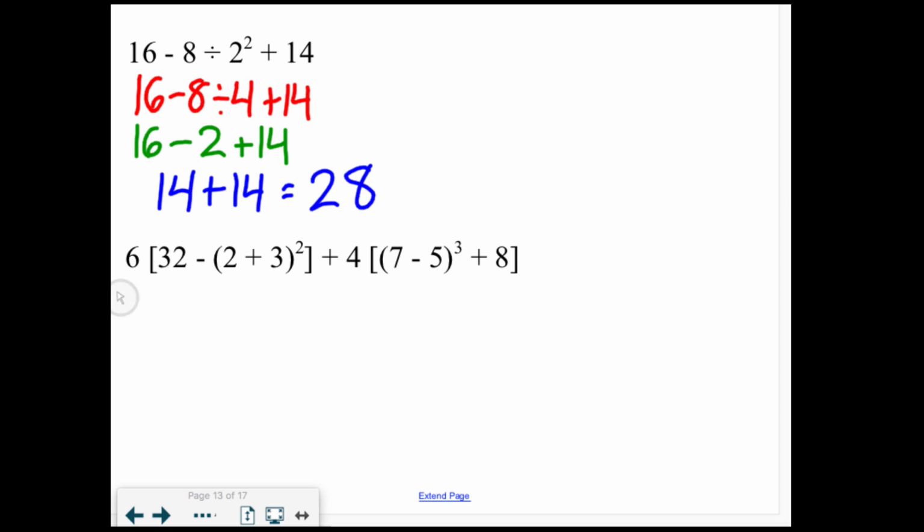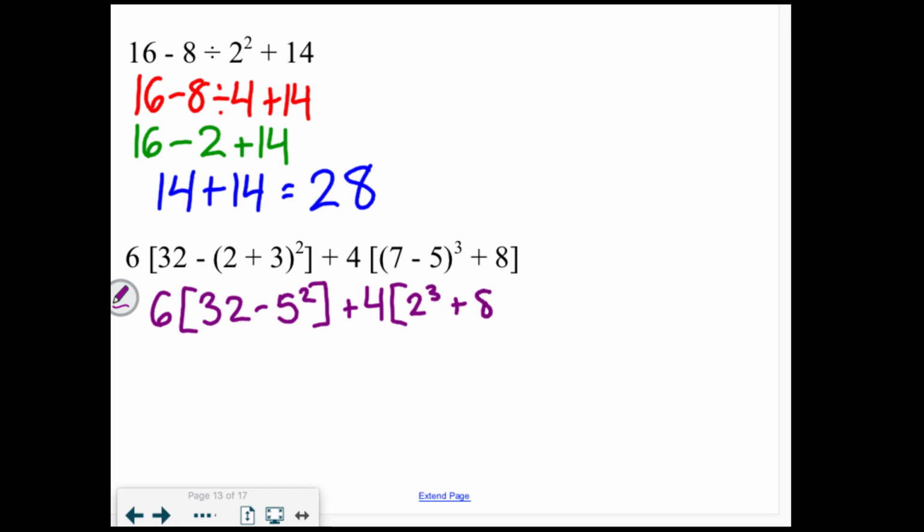This bottom one is a little bit longer. If you notice, there's brackets and parentheses. So you always start as far inside as you can possibly go. So I've got 6, the bracket stays, 32 minus 5 squared plus 4, bracket, again solving another parentheses, 2 to the 3rd power plus 8.